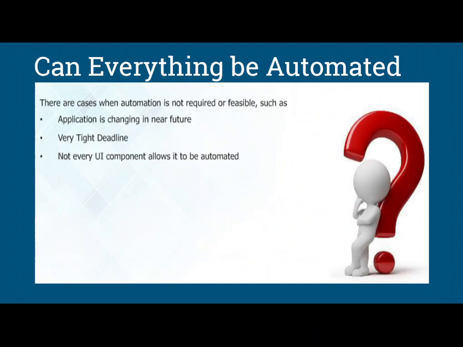Okay. So see, just because we can automate things, it does not mean we should go about automating pretty much everything. So, for example, I have three use cases. You can think of other possible use cases as well. My first use case is that if the application is changing in the near future, should you automate that? No. Why no?